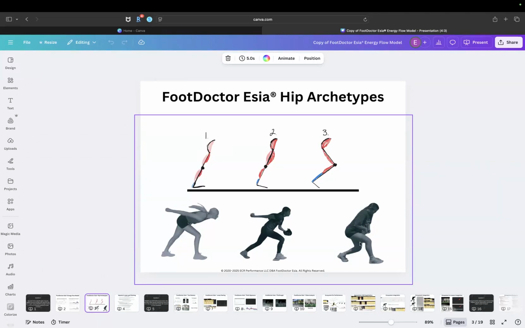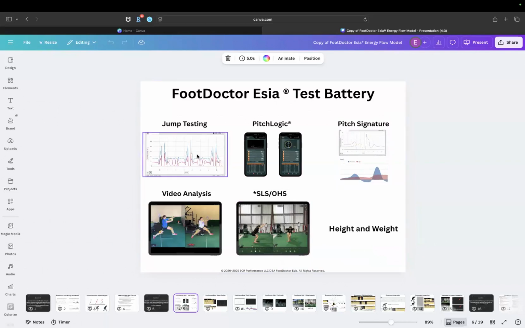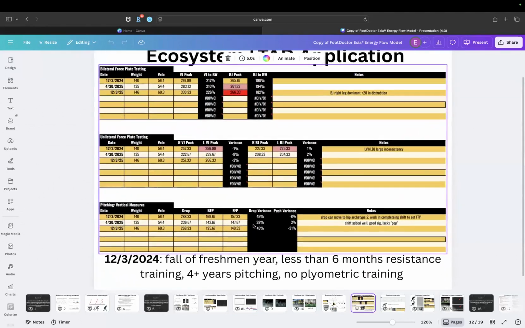Within those three things, we do testing in terms of their weight and their size, back to this little ecosystem piece. I test this signature jump testing, height and weight. The height and weight is important when it comes to growth spurts. I'll give an example of that. But here's kind of an application of how this works. I'm going to zoom in here.